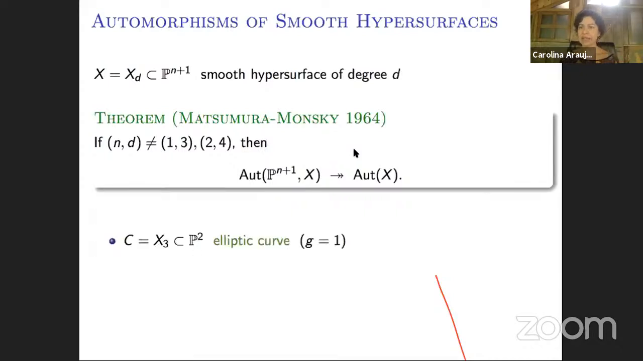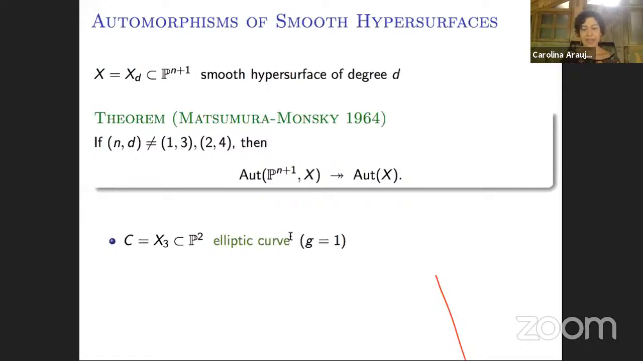So let us look at these examples more carefully. In the case of an elliptic curve, so this is the curve of genus 1, as we saw before, it has an infinite automorphism group, and this automorphism group contains the curve itself as the connected component of the identity.